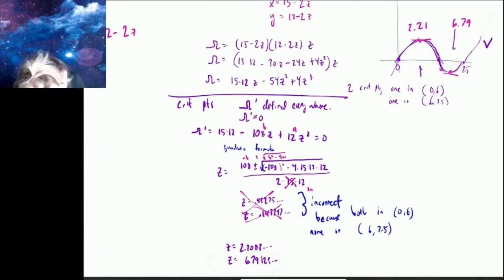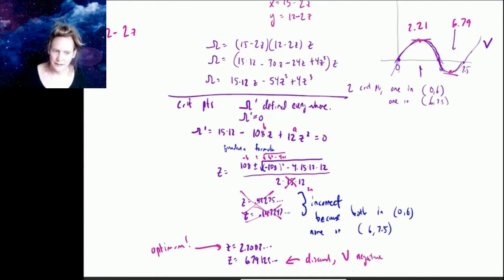So I can discard that one because the volume is negative, and that's the one that I want. That's my maximum value. So we found a critical point, and we found the one that I wanted.